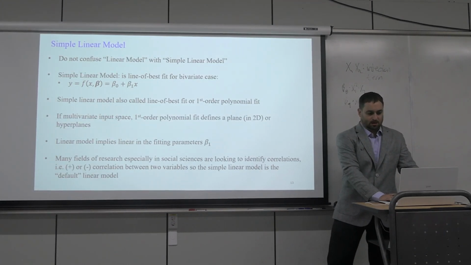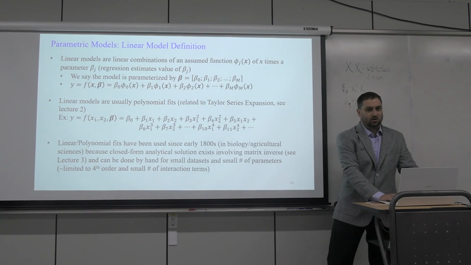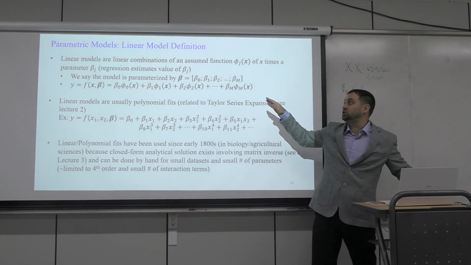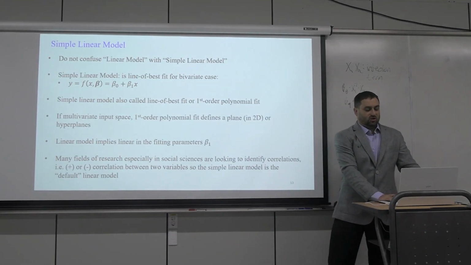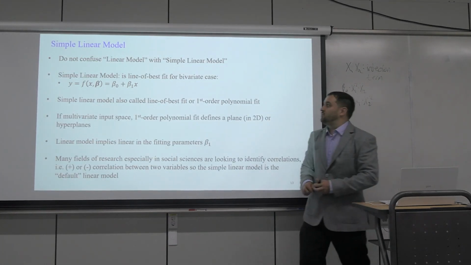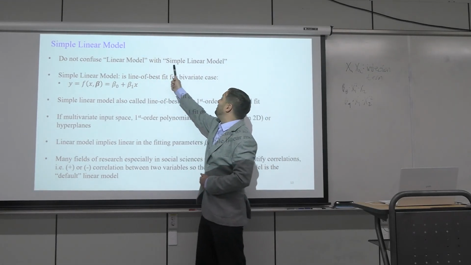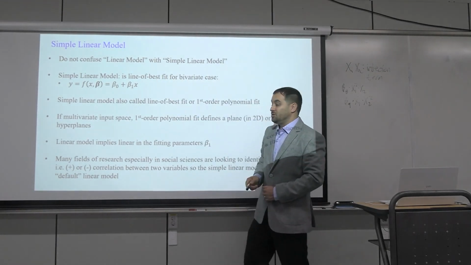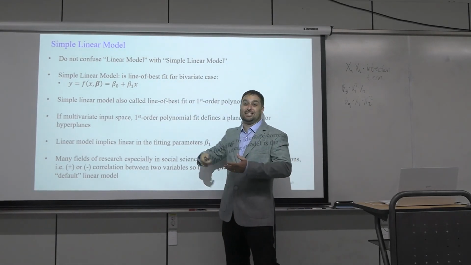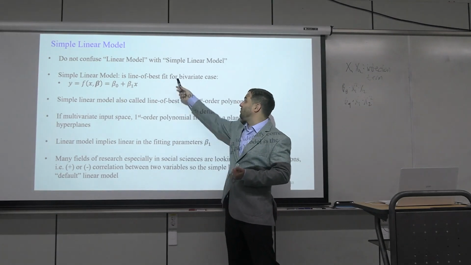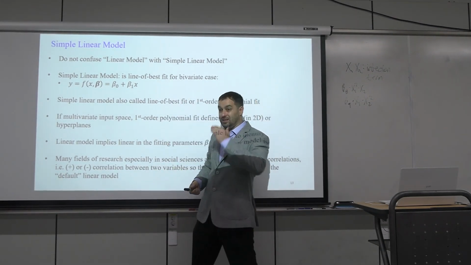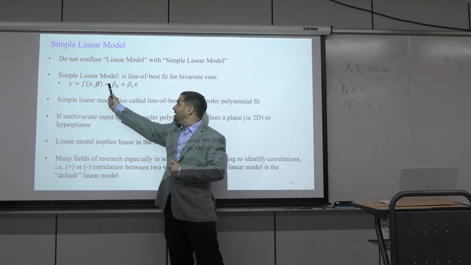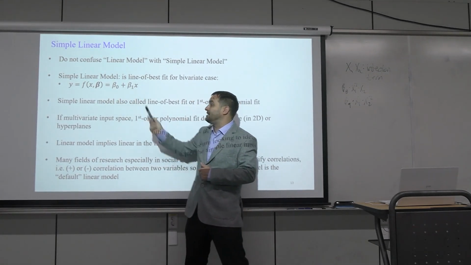Okay, simple linear model. A lot of students get confused. We say this is linear regression or a linear model. Do not confuse a linear model with what's called a simple linear model. A simple linear model is just the line of best fit for the bivariate case. So y equals ax plus b, the line of best fit. Here it's y equals beta naught plus beta 1 times x.